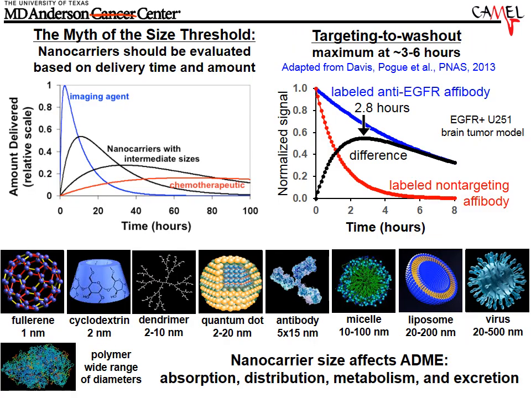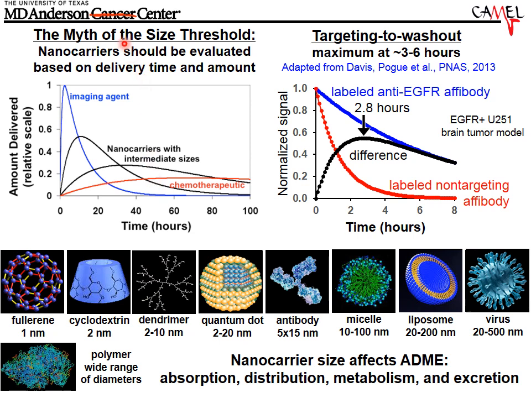I'd like to point out that there is a myth of the size threshold. We can label a variety of nanoparticles and antibodies of different sizes. They're all listed down here. And really, we want our imaging agent to wash in and wash out of the tissue relatively quickly, at least within a day. That's different than chemotherapeutics, and even some nanocarriers with intermediate sizes will last in the body for days as well. And so very often I hear, oh, if you have a certain size, you'll be okay for imaging, or if you're at a certain size, that's fine for chemotherapeutics.